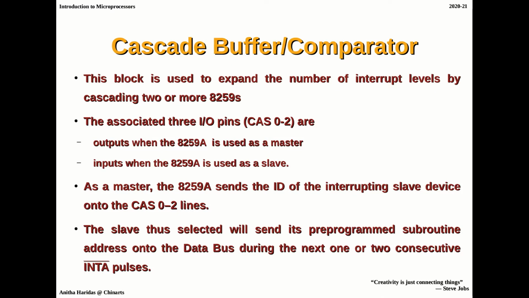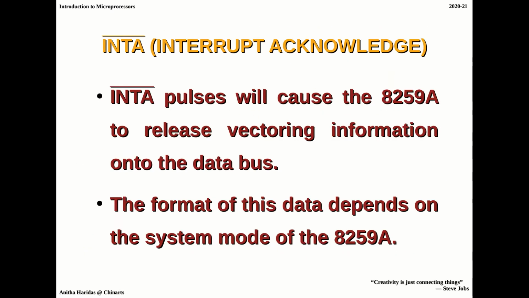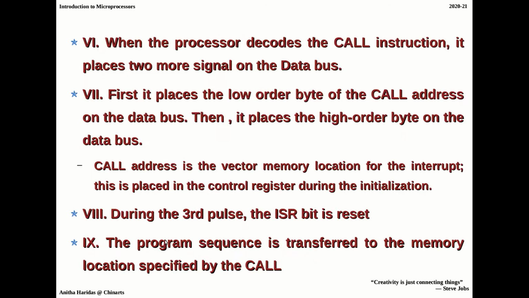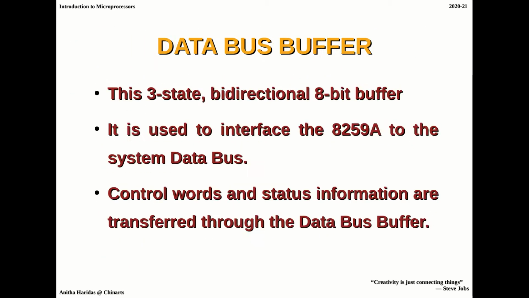Then another digital component in the functional block diagram is the cascade buffer. So let us see where the cascade buffer is. The cascade buffer is available here, and it has three cascade lines: cascade 0, cascade 1 and cascade 2. Apart from that, it also has another line, the SP bar EN line. So these are the four pins or four lines connected to the cascade buffer.